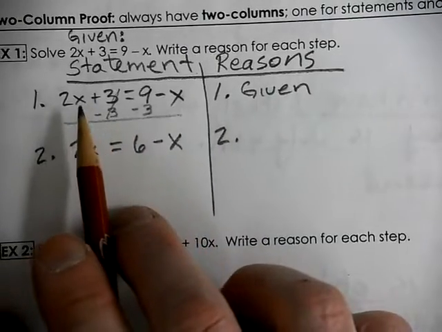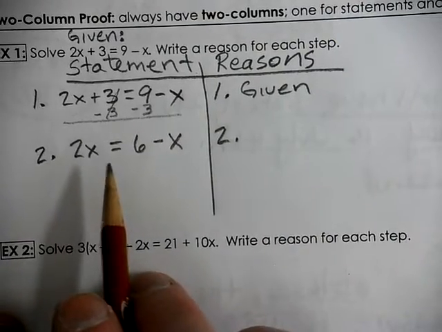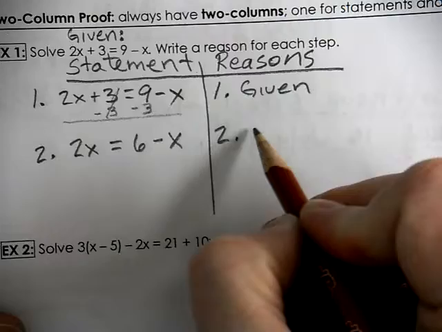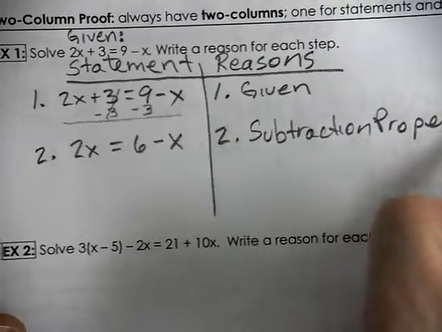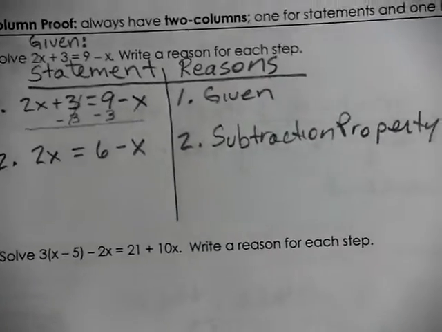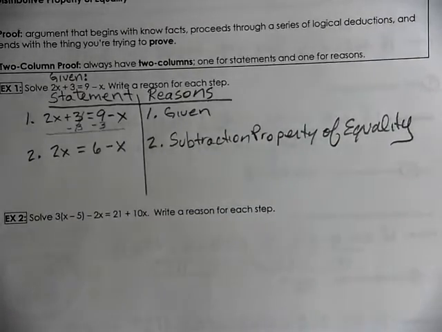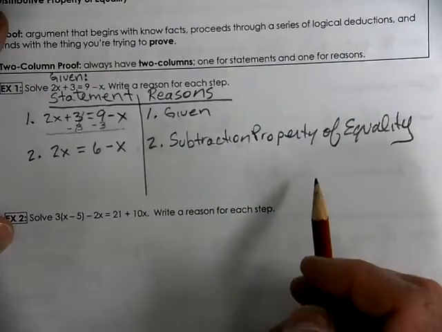So what did we do? How did we go from 2x plus 3 equals 9 minus x, and now we have 2x equals 6 minus x? What happened in that step? Very good. It's going to be the subtraction property of equality. And you have to write down all 4 words. Subtraction property of equality. We're going to write a lot more words than that in the future. So don't be afraid of using and writing out those 4 words. There will be an abbreviation in the future for property of equality. Try to use it for at least tonight.